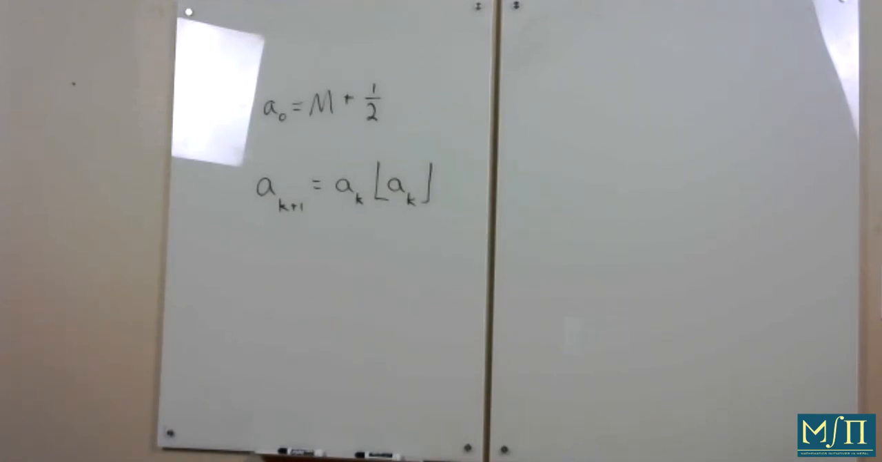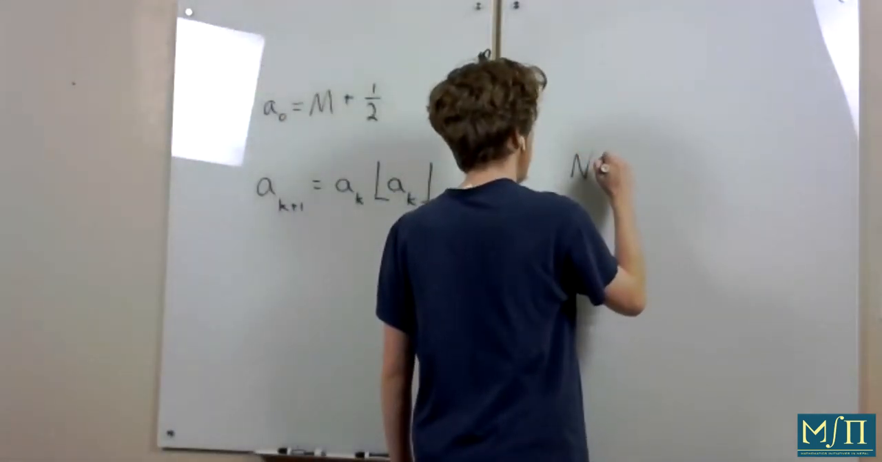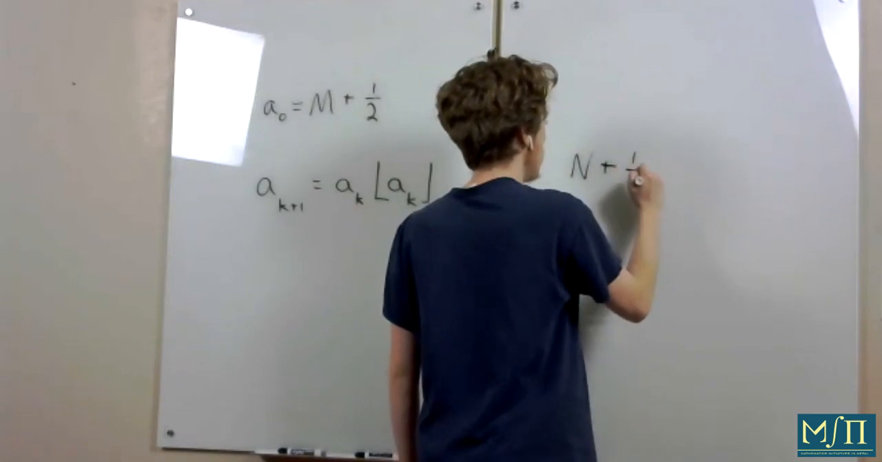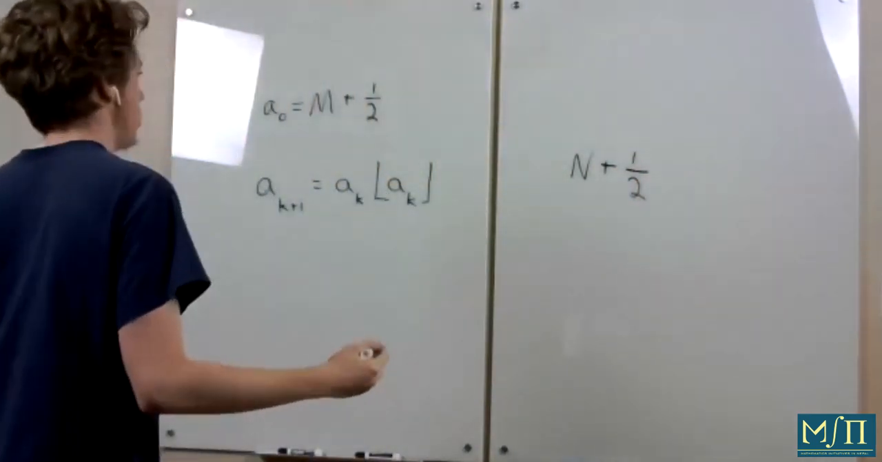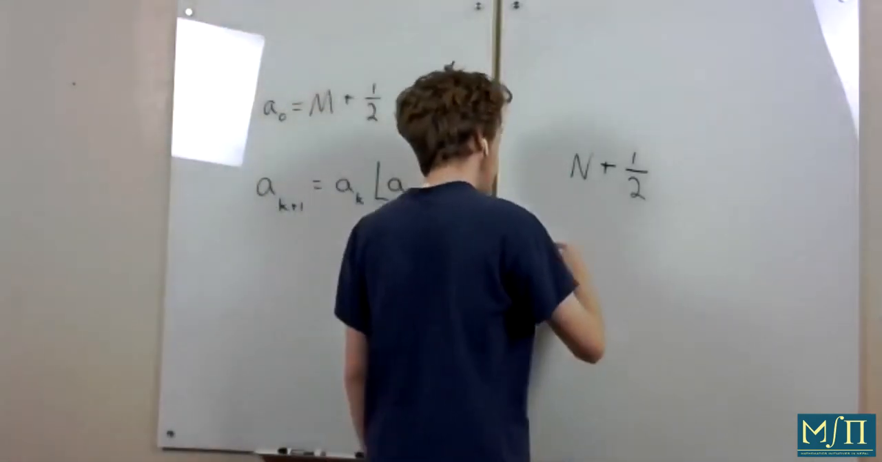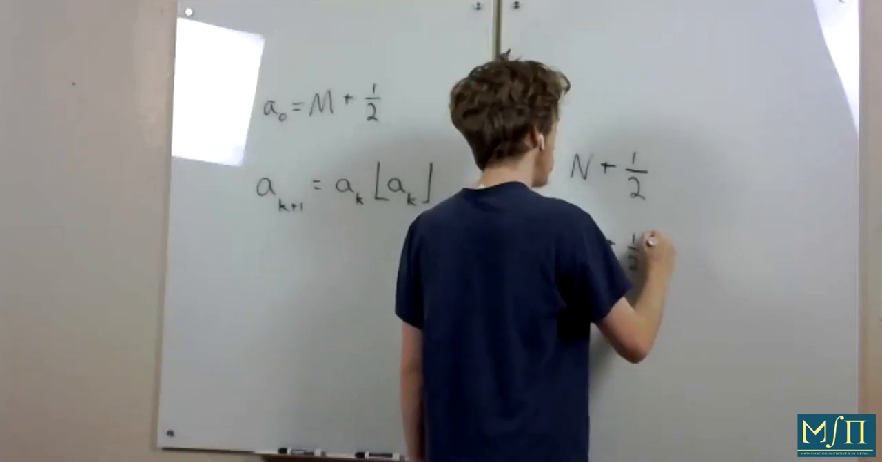And so if we look at this, basically if at any point you have some integer n, so you have n plus 1/2, then the next term will be n times n plus 1/2. So if n is even, this would be an integer and we would just be done.